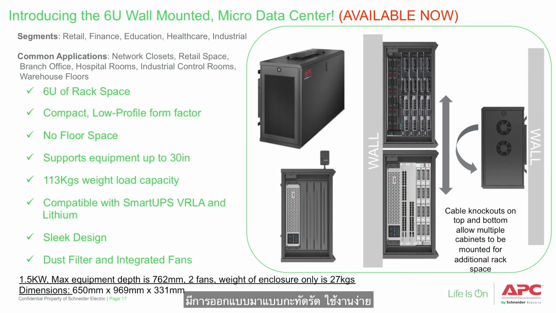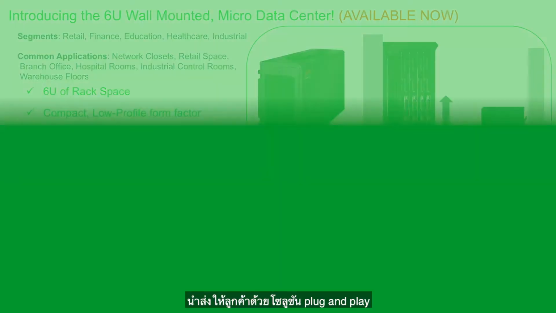Let me give you a quick snapshot on our latest innovation, which is our EcoStruxure Micro Data Center 6U. It's a low form factor design, as you see it on the screen, which helps you provide IT to your customer, which can be pre-integrated, pre-configured, and delivered to a customer for a plug-and-play solution.